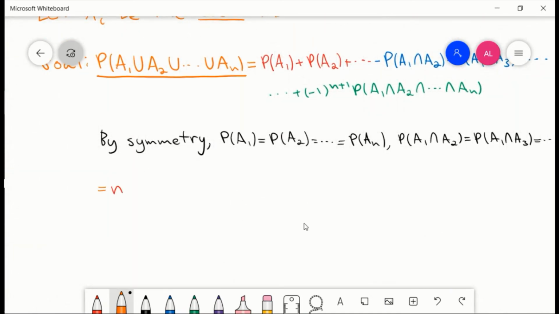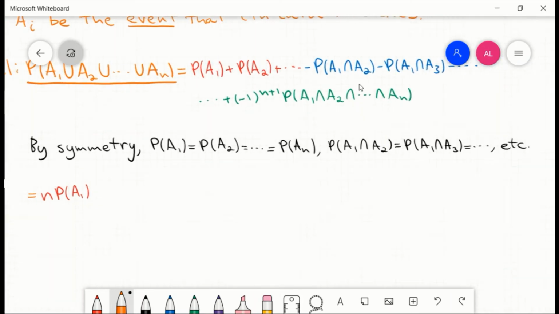So then all of this can be written as n times P of A1, because there are n events, or red probabilities, added up, and each one is equal to P of A1 by this right here. And then we can say the same exact thing for these blue events. There are n choose 2 blue events, and then we can multiply that by the probability of A1 intersect A2. And so on.